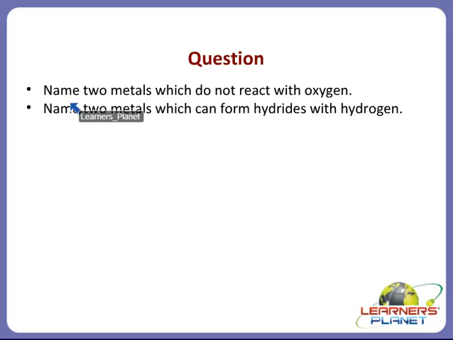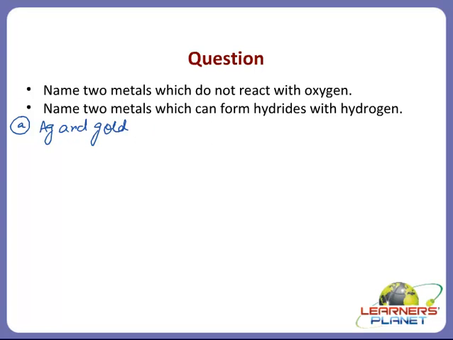It is, name two metals which do not react with oxygen. I think this is a very easy question. Just recall what all are the metals which do not react with oxygen. What are they? They are silver and gold. So this is a very easy question. Now the next question is, name two metals which can form hydrides with hydrogen.